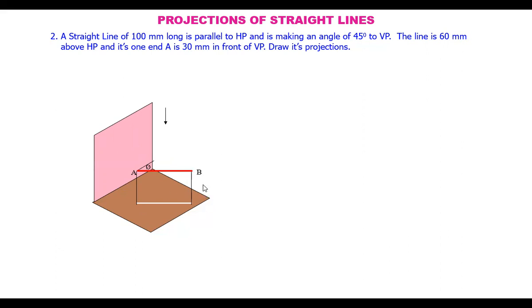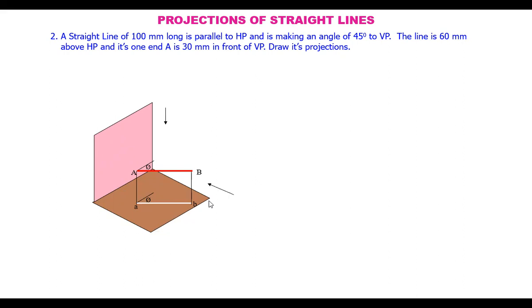This is 60 mm above the horizontal plane, and this is the top view of the line. In the top view, we see the true length of the line because it is parallel to HP. We call it the top view, true length, and it is marked as AB.